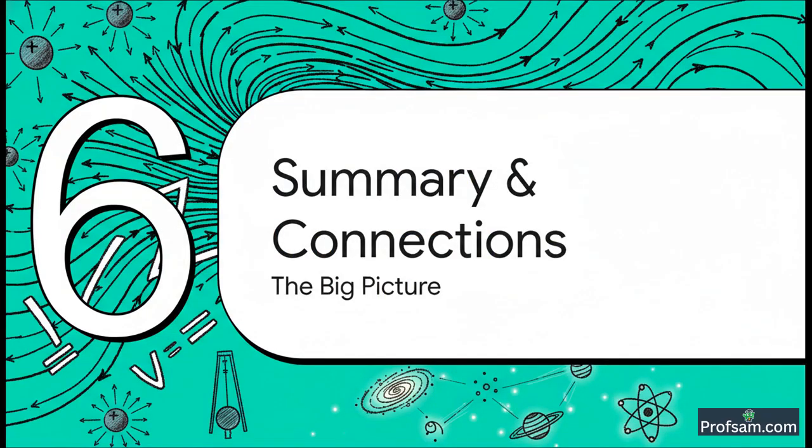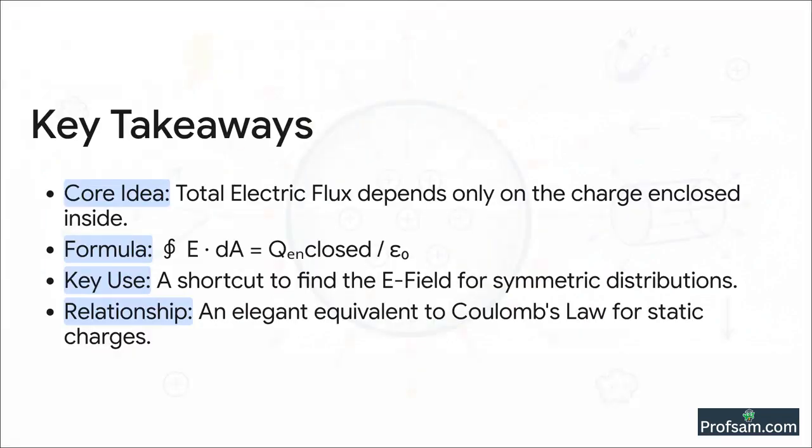So let's just quickly pull everything together, summarize what we've learned, and see how this amazing idea fits into the bigger picture of physics. Okay, here are the absolute key takeaways for your exams. Point number 1. The core idea is simple. Total flux depends only on the charge enclosed inside. That's it. 2. The formula you must remember is this: integral of E.dA equals Q enclosed over epsilon naught. 3. Its key use is as a powerful shortcut for symmetric problems. And 4. For static charges, it's just another, more elegant and general way of saying what Coulomb's law says.